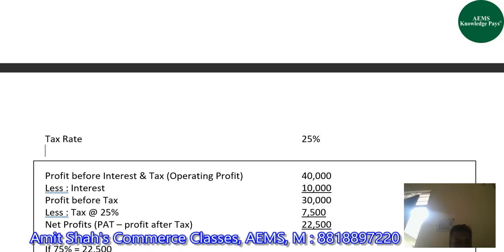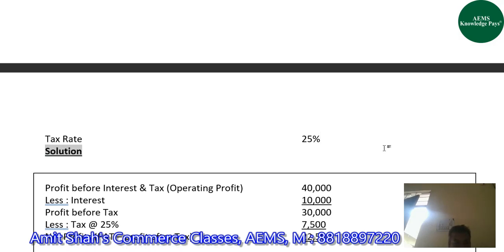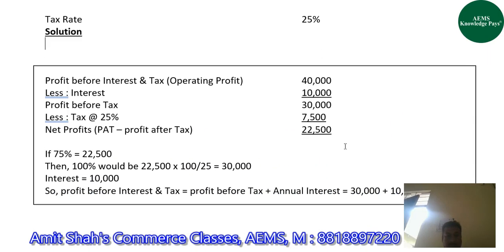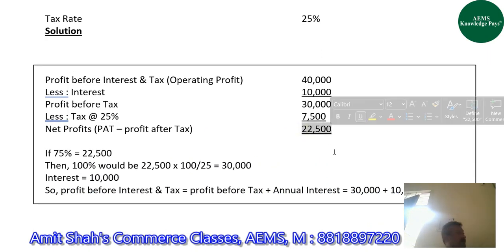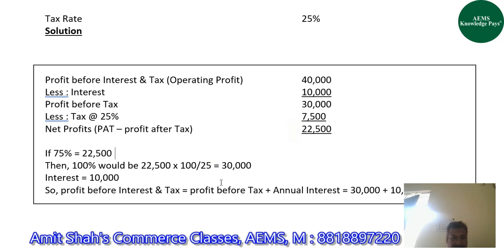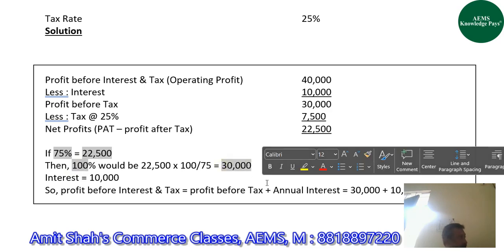So now let's solve this question, guys. This is equivalent to how much? 75%. So how much 100% would be equivalent to? Because from 100 only we subtracted 25. No, sorry, this is 75. This should be 75, I mistakenly wrote 25. If 75% is equal to 22,500, 100% would be 22,500 into 100 divided by 75. That is 30,000. Right?